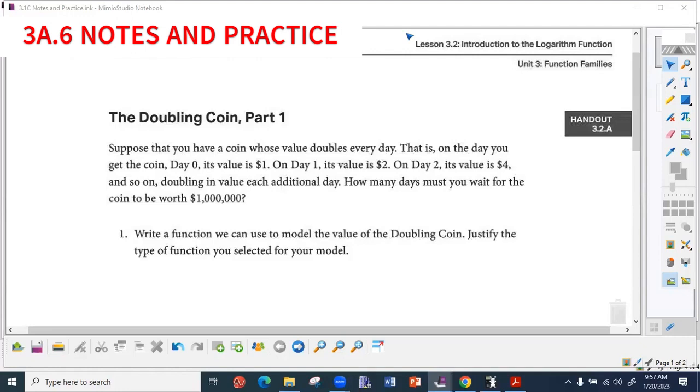So it asks, how many days will it take you to become a millionaire? Okay. That's what we're going to work through. How many days is it going to take us to become millionaires with our magic coin? And it's not a divide by 2.